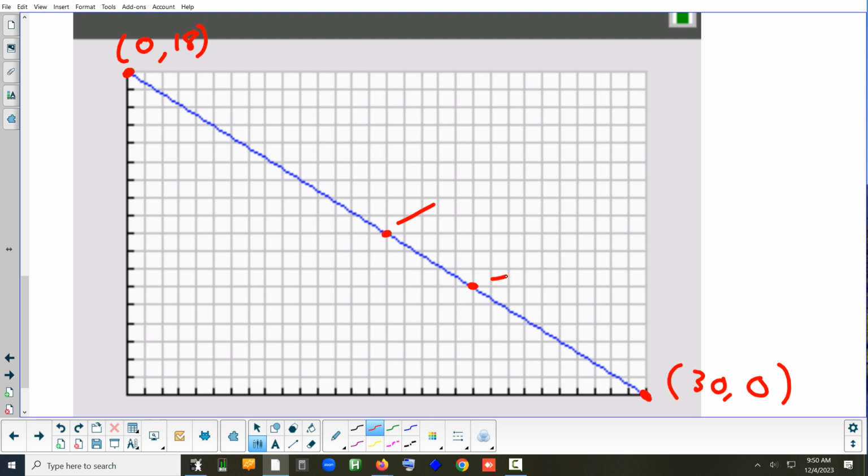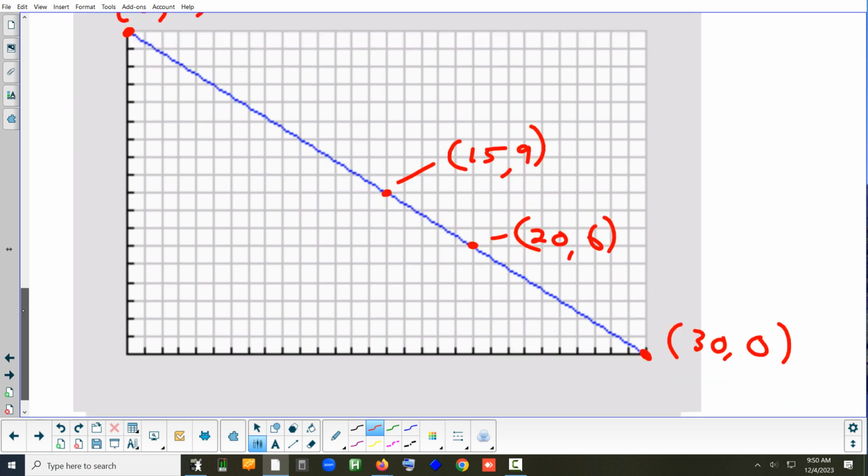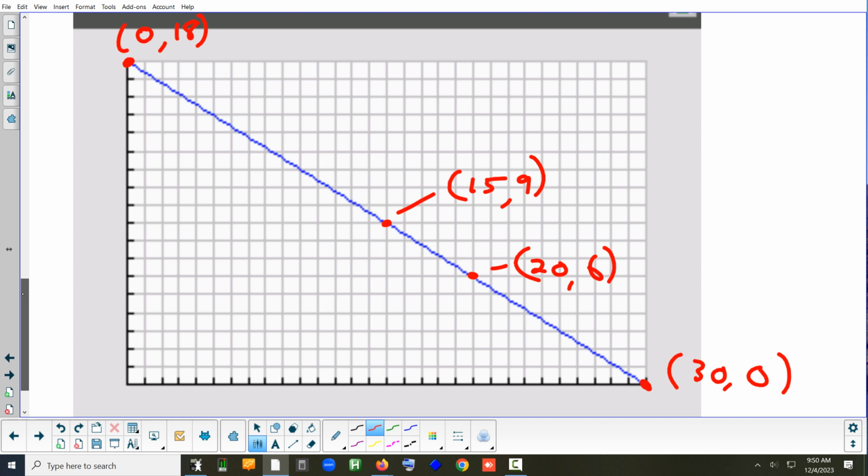Okay, let's label this one. This one is right 1, 2, 3, 4, 5, 6, 7, 8, 9, 10, 11, 12, 13, 14, 15. And how many up? 1, 2, 3, 4, 5, 6, 7, 8, 9. Okay, so there's that one. And then this one was up 1, 2, 3, 4, 5, 6. And how many over? Well, this was 15, so 16, 17, 18, 19, 20. Okay. So now let's write down these answers.